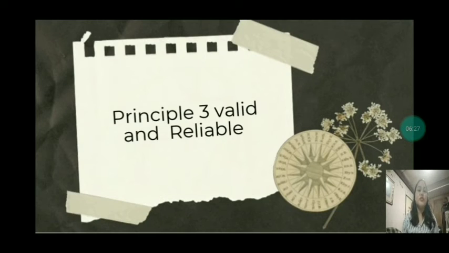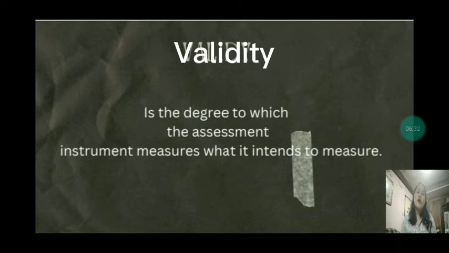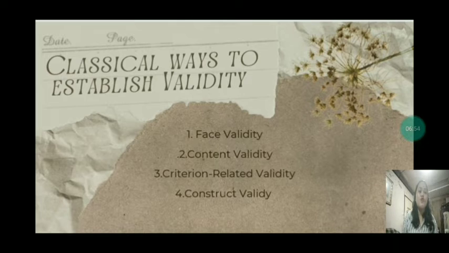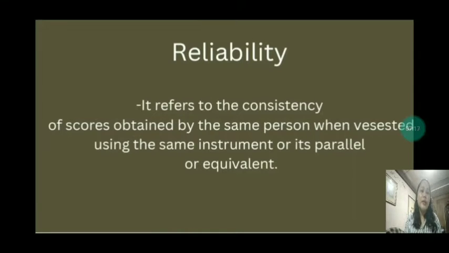Principle number 3 is valid and reliable. So what is validity? Validity is the degree to which the assessment instrument measures what it is intended to measure. There are 4 classical ways to establish validity. Number 1 is face validity, second is content validity, third is criterion-related validity, and fourth is construct validity.